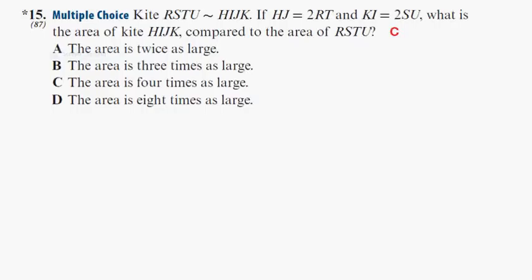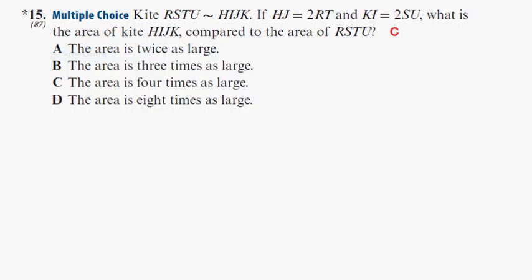Number 15 is asking us to evaluate the difference in areas of two kites. And they've just given us a little bit of information. And you can see that the answer is C. But how and why is that the answer?